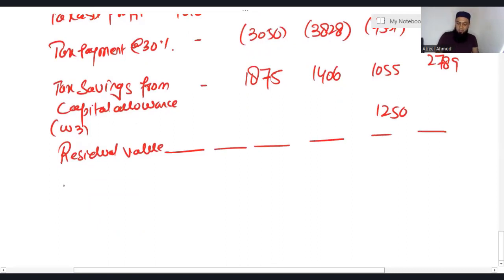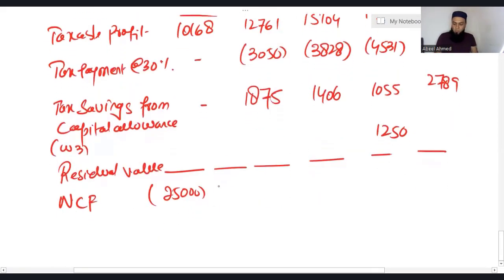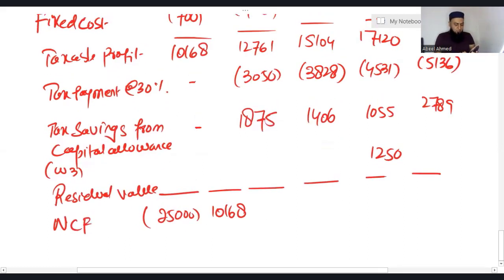Now let us calculate net cash flows. It is 25,000 negative. In T1, it is 10168. T2, 12,761 minus 3050 plus 1875, 11,586. 15,104 minus 3828 plus 1406. I'm getting 12,682.